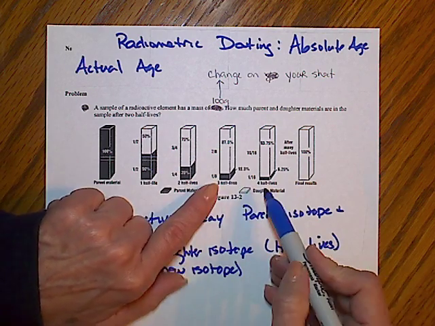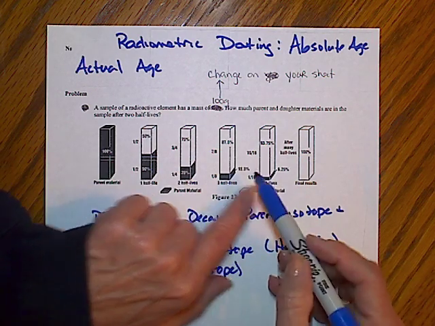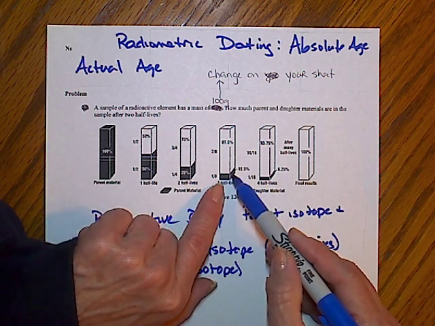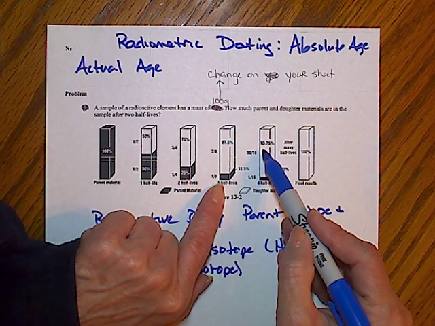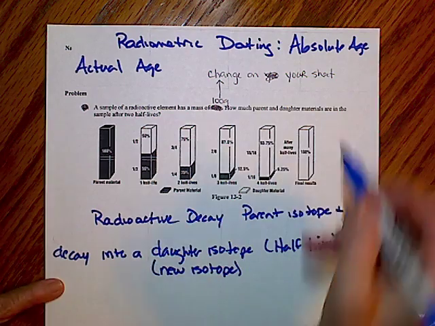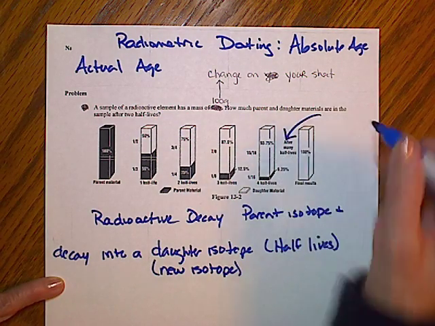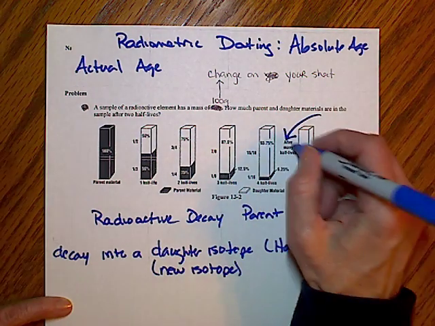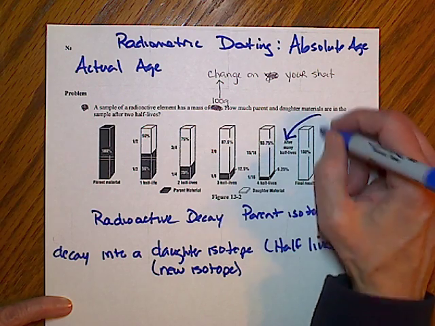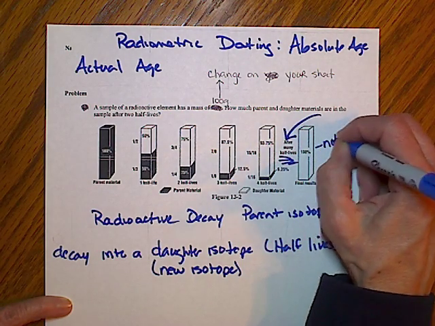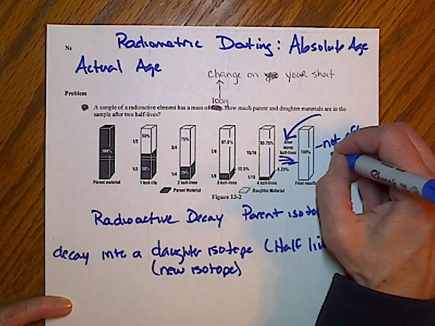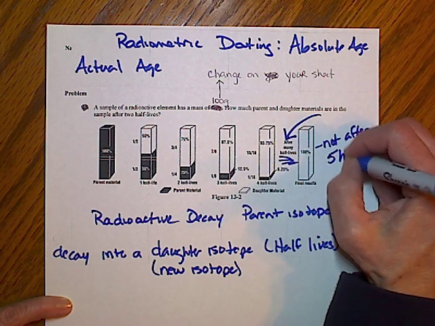My next half-life, my fourth half-life, I will lose half of my third half-life, so it will be 6.25, and my daughter will be 93.75. Please notice on this graph, it really stops at the fourth half-life, and this is only 100% after many half-lives. This is not after the 5 half-lives.